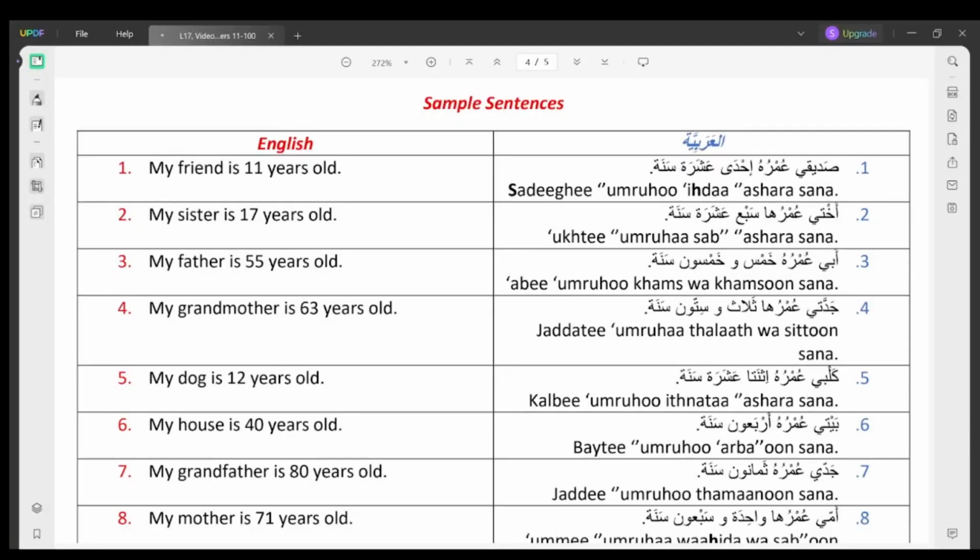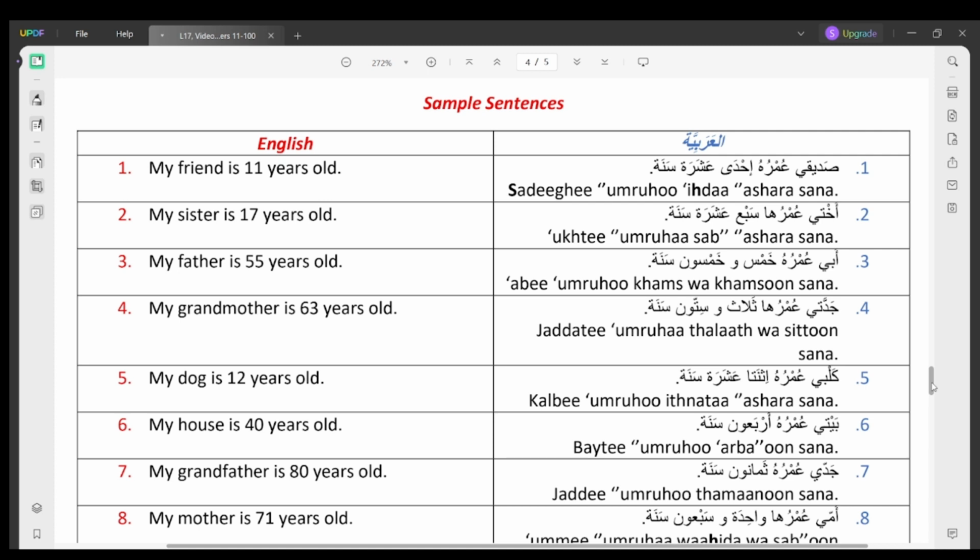So that's all there's to it. All we have to pay attention to is the order, which is from right to left. Alright, great. That's all the grammar we're gonna need for this lesson. Now let's move on to the sample sentences. Number 1. My friend is 11 years old. صديقي عمره 11 سنة. Number 2.